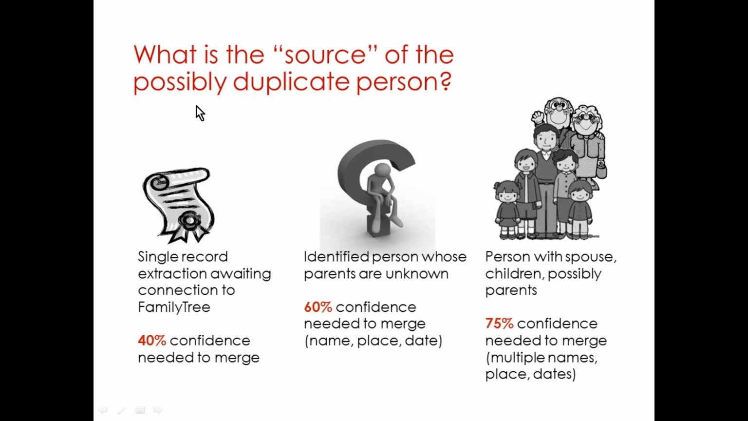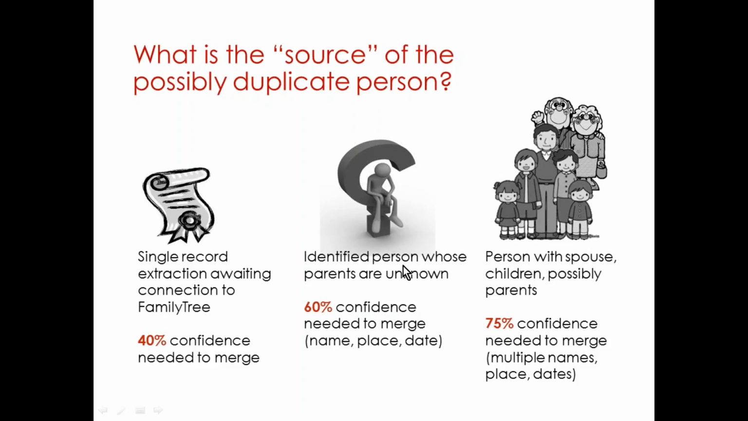Remember at the beginning of this class I mentioned that it's possible to determine how confident you need to be that a merge is correct before you make the decision to merge. If the duplicate is actually just a record extraction awaiting connection to the family tree, you really only need a certain amount of confidence, because the worst that can happen is it's not your record and you later disconnect it.